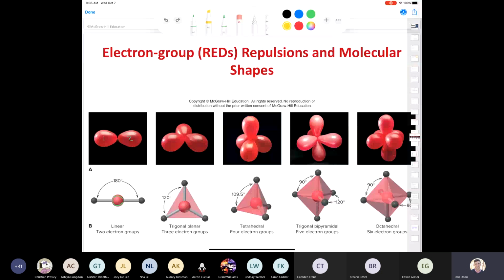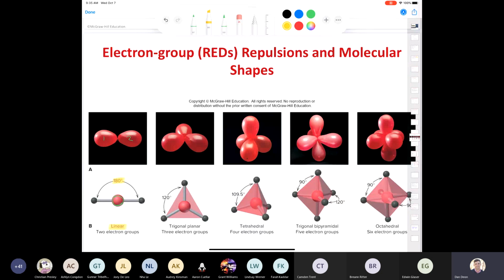Now think about it. If you have your two arms, the farthest you can get your two arms apart from one another is to stretch them straight out. You don't put them at a 90-degree angle. You can get them farther apart than that. So give me a thumbs up if you understand the first shape, the linear shape, with two regions of electron density. They're going to want to get as far away from each other as possible. Great. Okay, cool. Awesome.